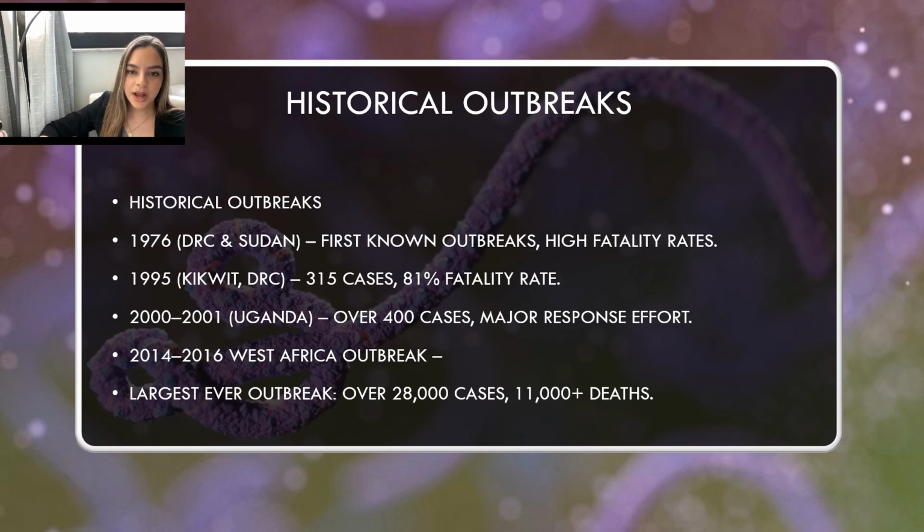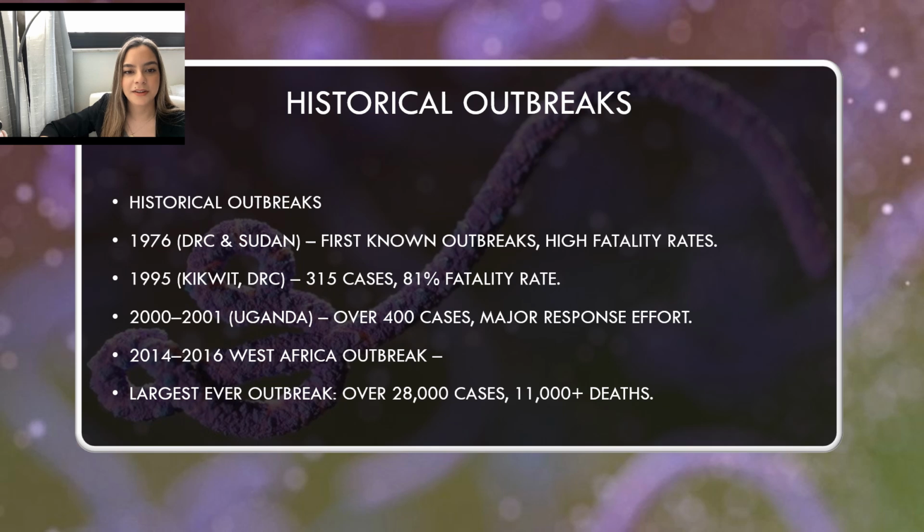Now that we have more background information about the Ebola virus, we are going to see some of the major historical outbreaks. And as I mentioned before, the first recorded cases were in 1976 in Sudan and also in the DRC, or the Democratic Republic of Congo. And since the virus was not yet identified at the time, scientists didn't know how to treat it or how to prevent it from spreading. And of course, this led to high fatality rates.